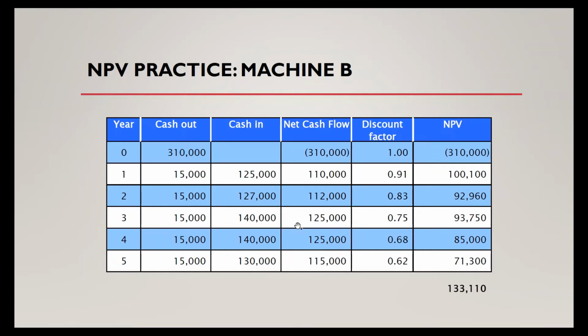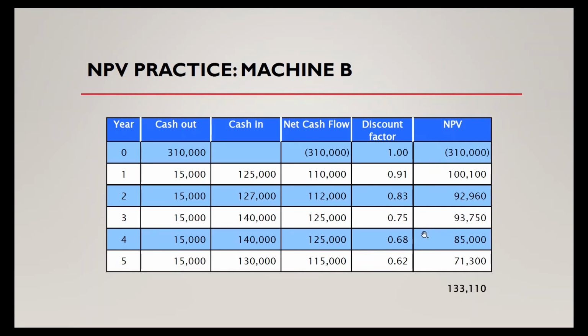Then this will give us 125,000 for year 3. Now the discounting factor for year 3 is the discounting factor of year 2 divided by 1.1. And if we multiply 125,000 by 0.75, then this will get a present value for the year 3 as 93.75 thousand.